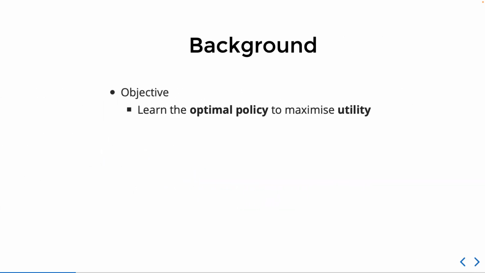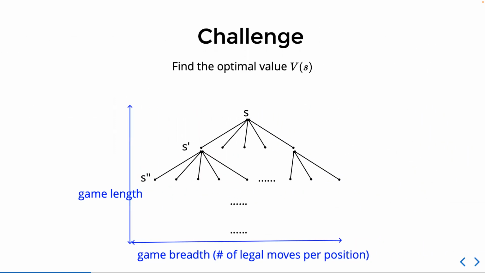So we want to learn the optimal policy to maximize the utility. And to find the optimal policy, we basically want to find the optimal path. So we start from the root state S. Then there are a large number of legal moves. Each move will lead to a new state S prime, so we transition to a new state S prime. And we keep expanding the tree until we reach the game length.